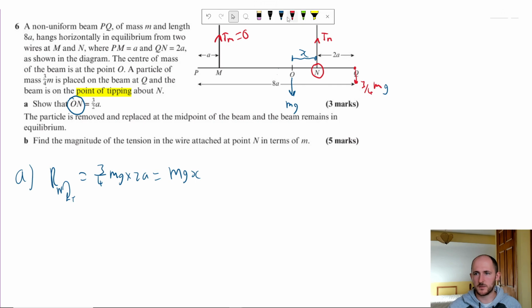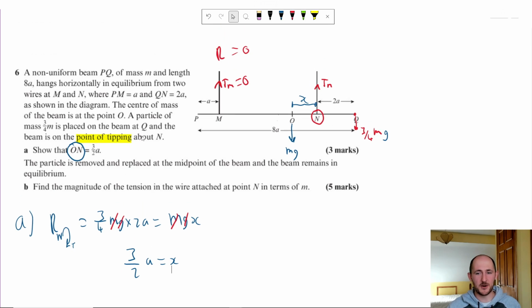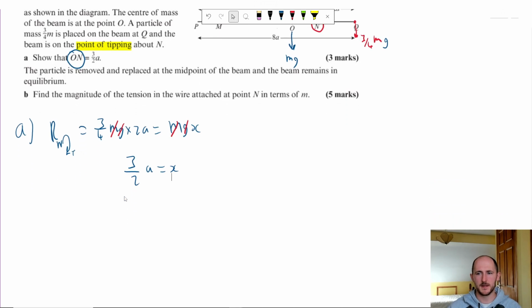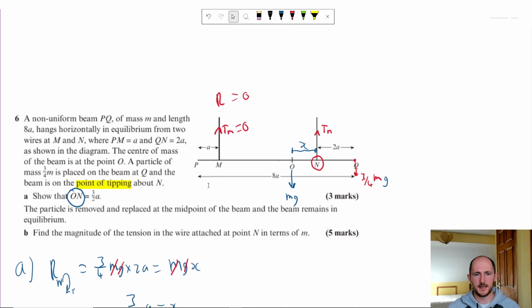So what can I do first? Well, the first thing I'm going to do is cancel out m and g from both sides. And I'm left with, well, 2 times 3/4 would be 3 over 2 a. So 3 over 2 a equals x, for 3 marks. That is why I do love moments, by the way. I do love mechanics because you get quite a few marks for not doing too much work. But again, you need to be very careful with everything, okay? Define all your distances.